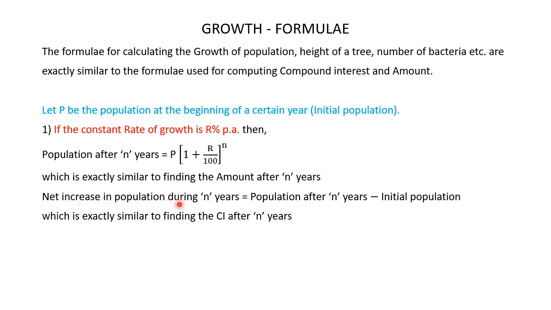The net increase in population during n years is equal to population after n years minus initial population. When you look at this equation, you'll see that this is exactly similar to finding the compound interest after n years, which is compound interest is equal to the final amount minus the initial principal.